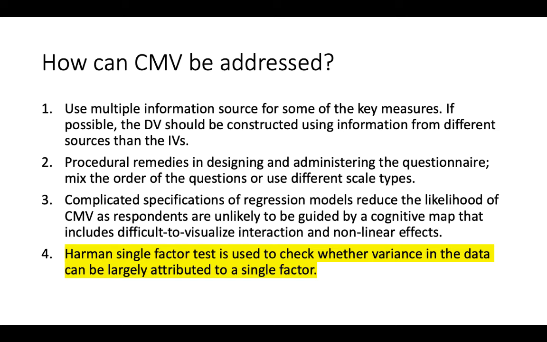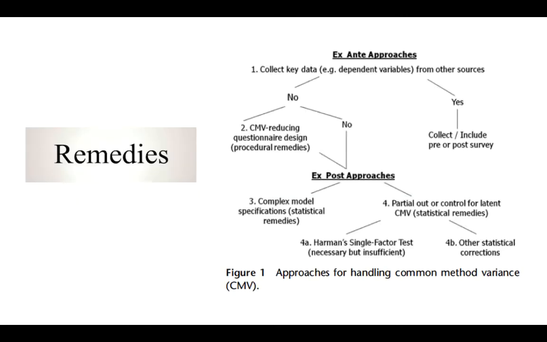So how do we address CMV? As I mentioned earlier, there are several ways to address it, both before data collection and after data collection. But in this class, we're going to test whether we have common method bias, or issues of common method variances, after we have collected the data. So here are the remedies. Ex ante is before you collect the data. Ex post is after data collection.